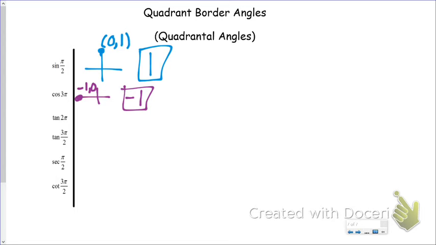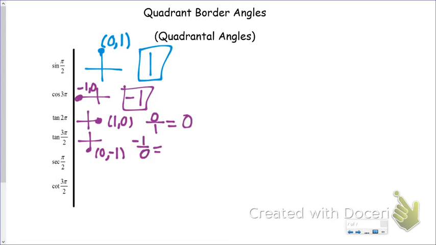Tangent of 2 pi. So 2 pi is over here. Coordinates are (1, 0), and tangent is y divided by x. So 0 divided by 1 is 0. Then tangent of 3 pi over 2. 3 pi over 2 would be located here at the bottom. Coordinates are (0, -1). Tangent is y over x, and if we divide by 0, we can't get an answer. It is undefined. So tangent at 3 pi over 2 is undefined.